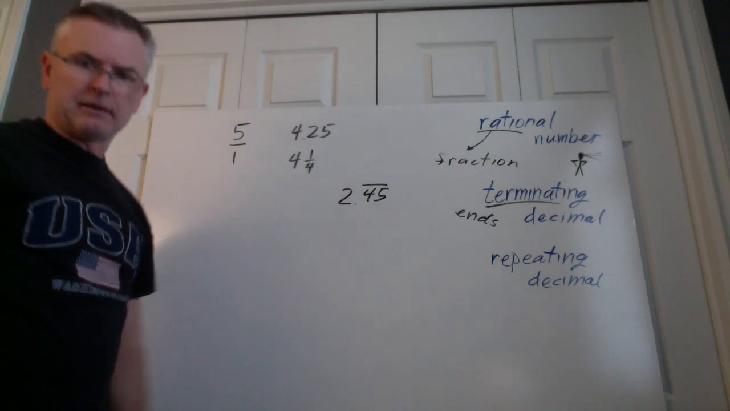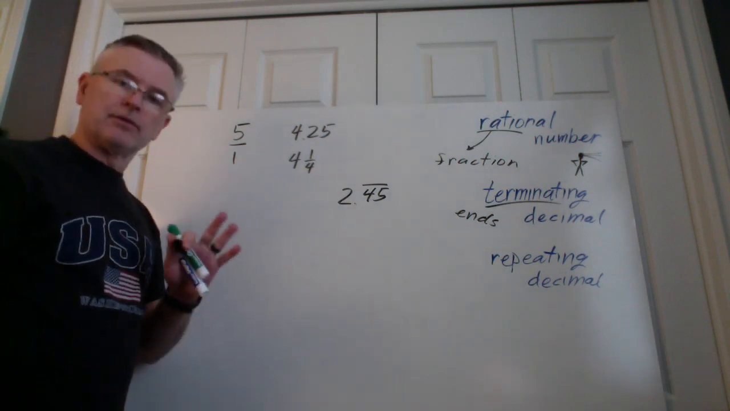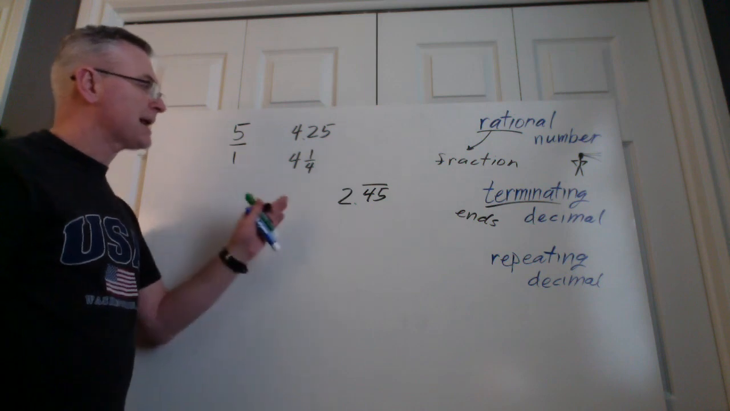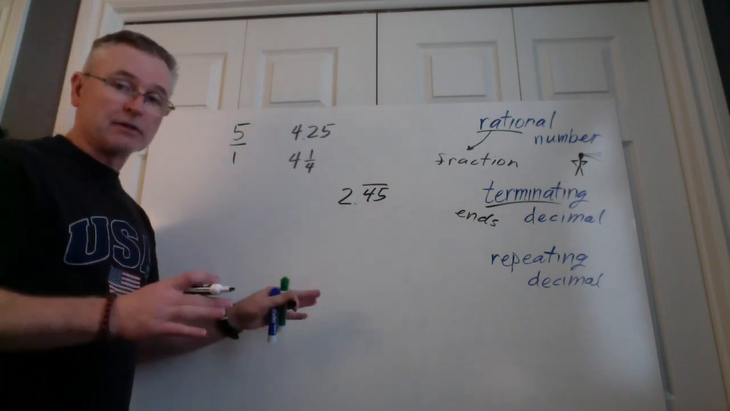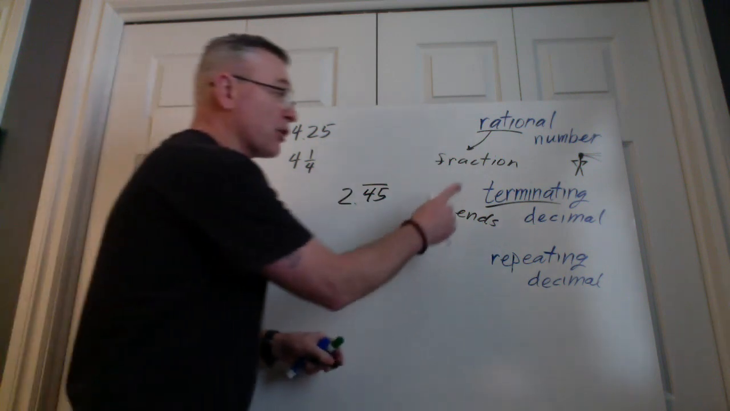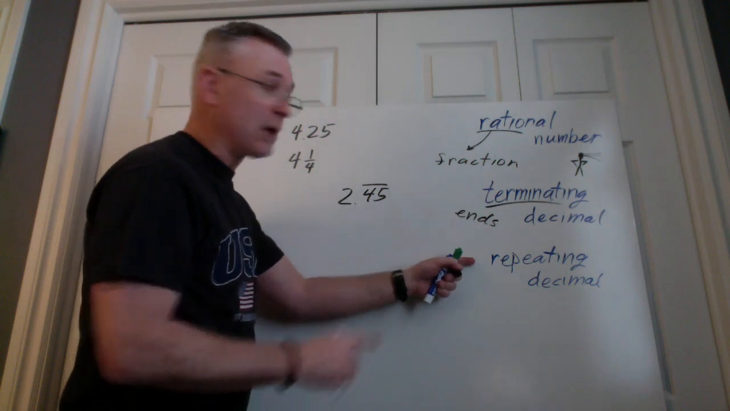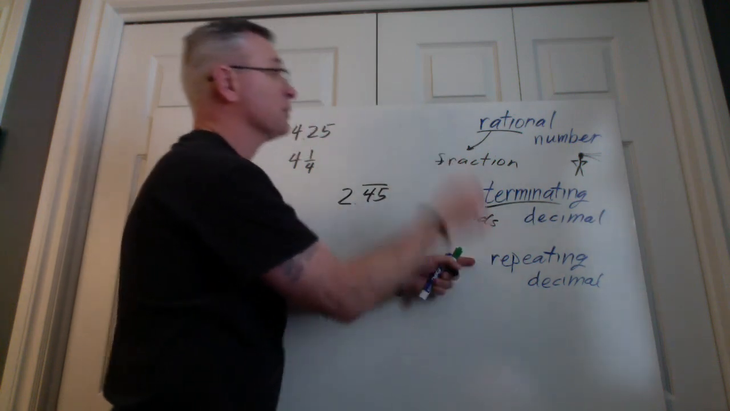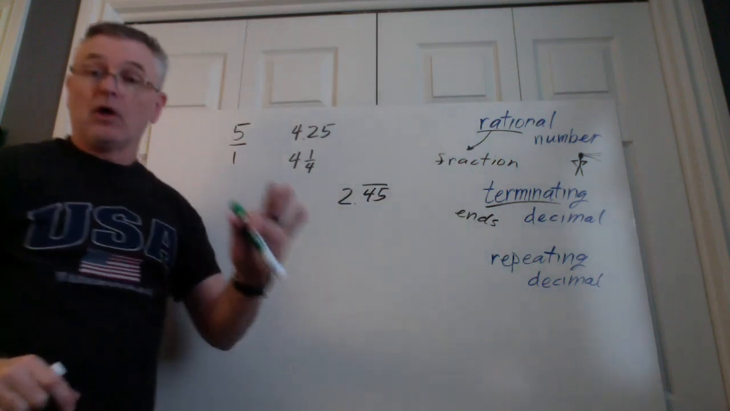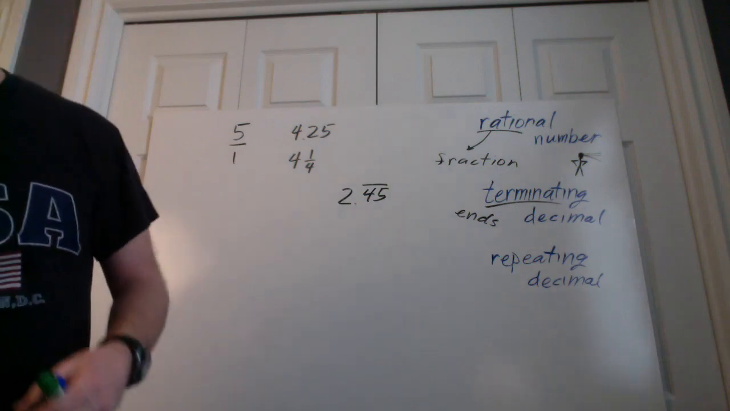2.45 repeating. Now, is it a rational number? Yes. The problem is it's not easy to put it into a fractional form. I know it's rational because it is not a terminating decimal, but it is a repeating decimal. And repeating decimals are rational because repeating decimals can eventually be put back into rational form, or fractional form. And that's what I'm going to do right now.